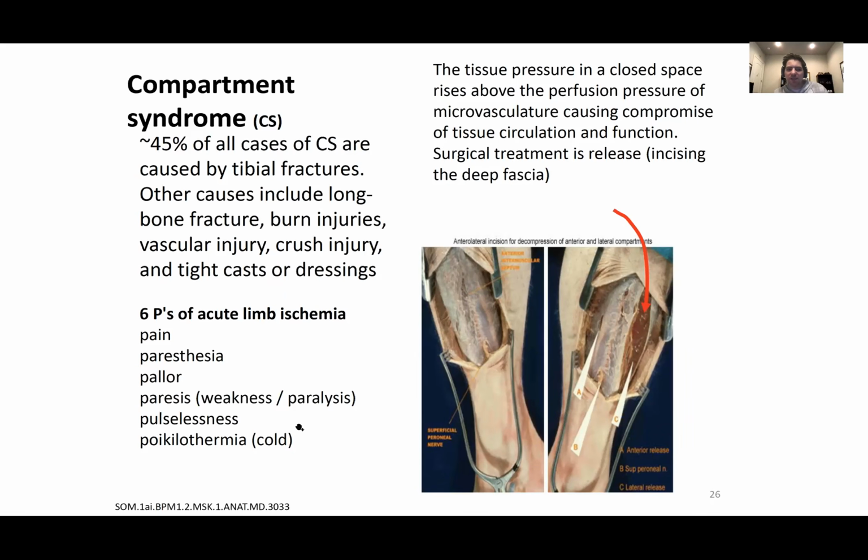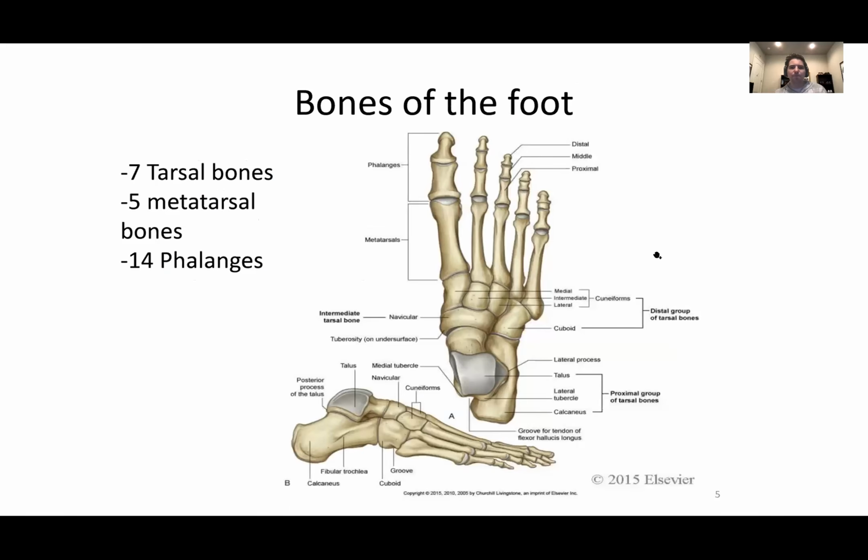So it's an emergency. You get the 6 Ps: pain, paresthesia, pallor, paresis, pulselessness, and poikilothermia, which is coldness. But it basically means the pressure's so high that it's squeezing down on the vessels so that you can't get any blood flow through it. So you have to actually cut this fascia and alleviate the pressure to regenerate the blood flow.